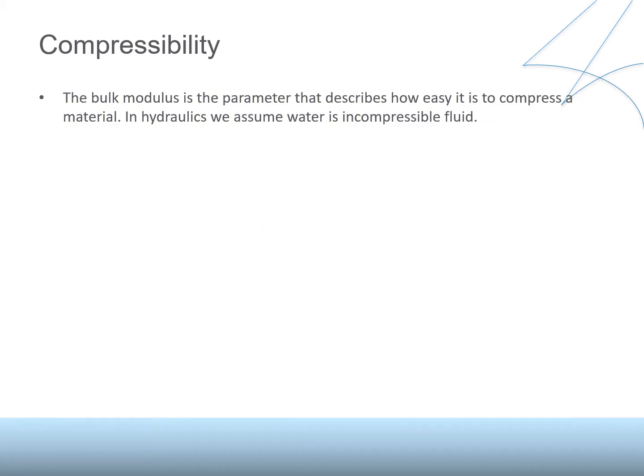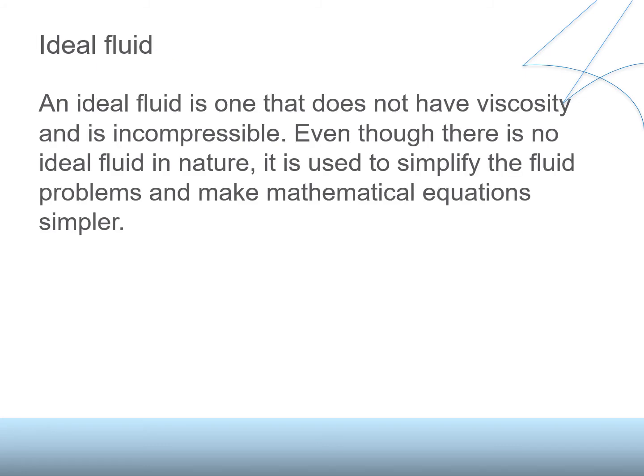Now let's talk about compressibility. In hydraulics, we assume water is incompressible, but if you want to measure the compressibility, we use the bulk modulus as the parameter. Now let's talk about an ideal fluid. An ideal fluid is one that does not have viscosity and is incompressible. So in reality, there is no ideal fluid in nature. Then why do we need this? Because we need to simplify the fluid problems.